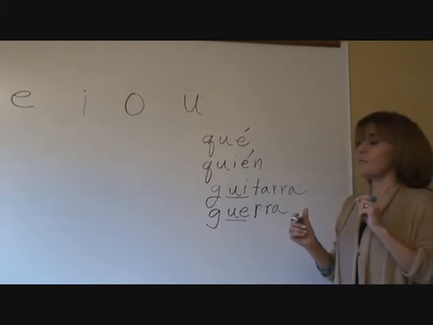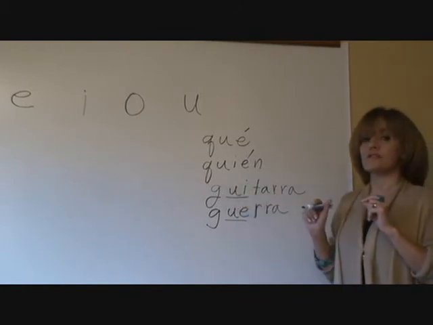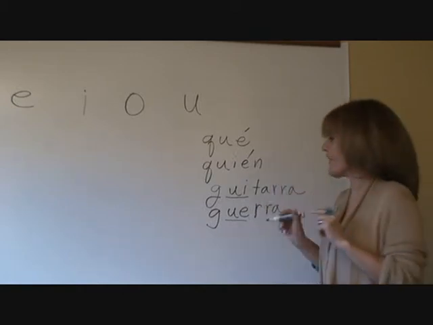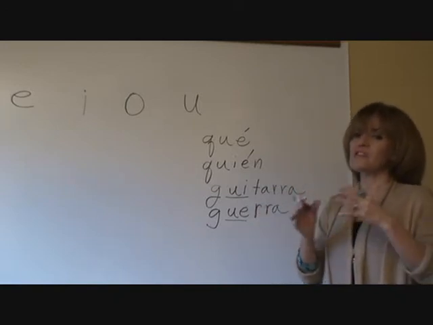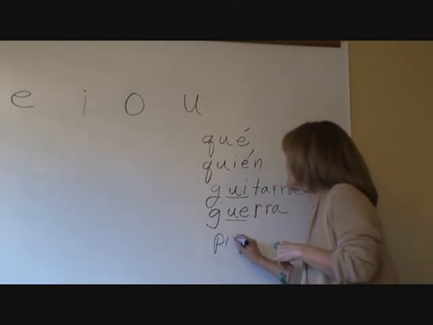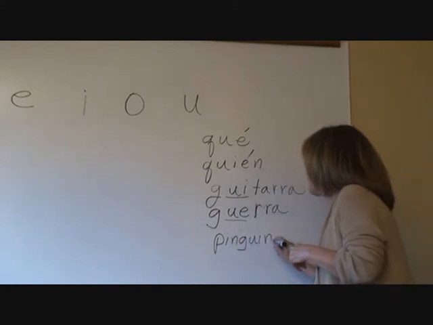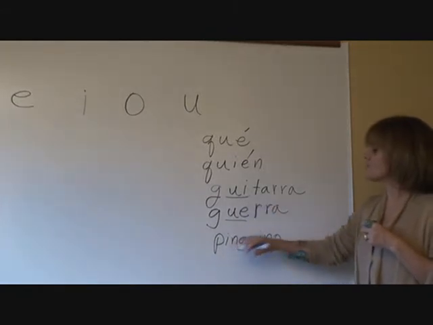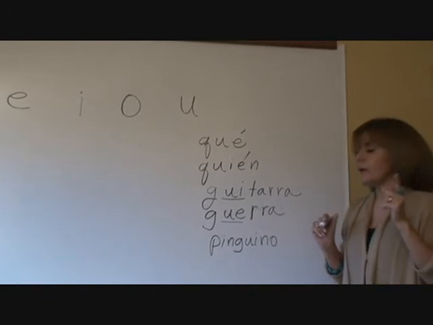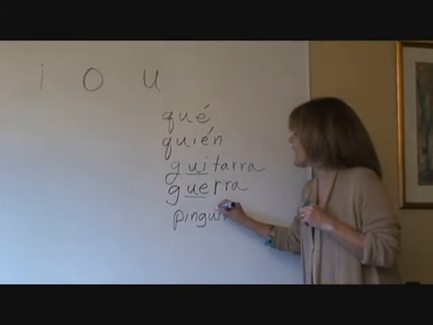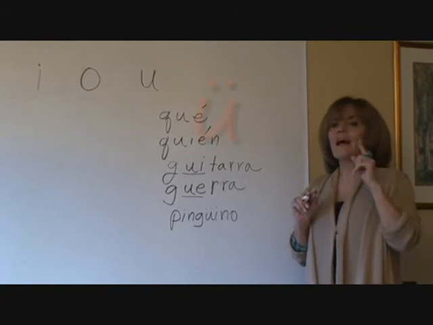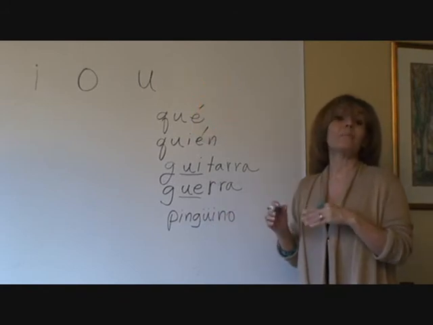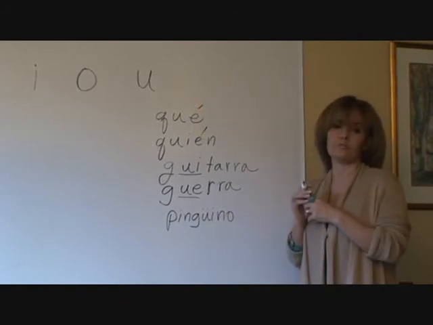If the U comes in one of these combinations and it is supposed to be pronounced, you have a sign for that. You have the word pingüino, for instance, and you're going to say, oh, here is the UI combination, just like in guitarra, so this word should be pinguino. No, you'll have these 2 little dots on top of the U, and that is your sign that you do pronounce that U. So instead of pinguino, it's pingüino.